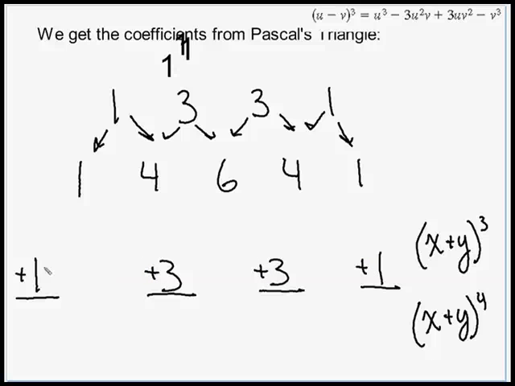Now we've got to figure out the x's and y's. And here's how we start, and I like to do it one variable at a time. I'll switch over to red here. My first term is an x, and that's to the third power.